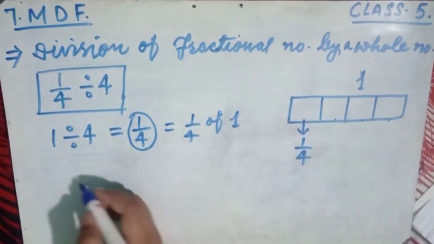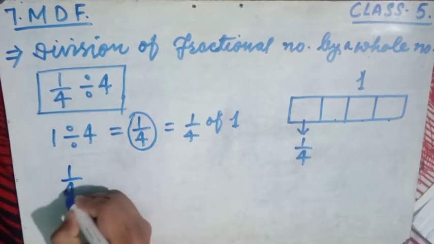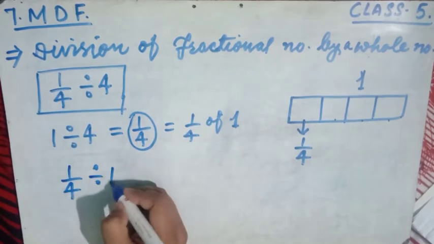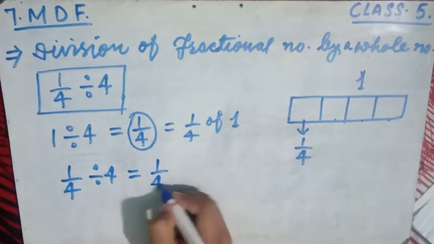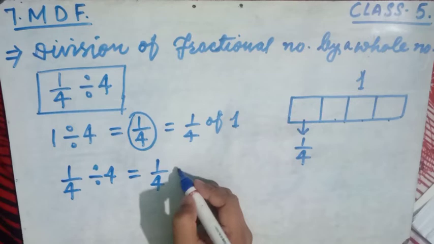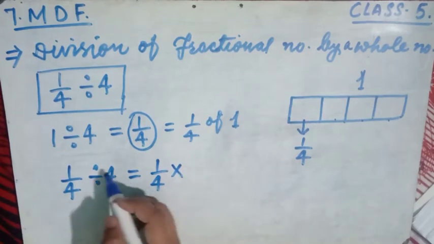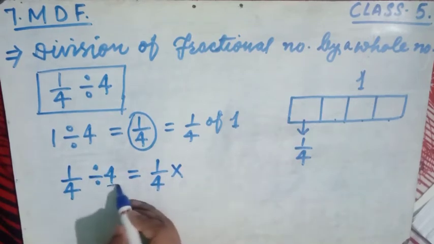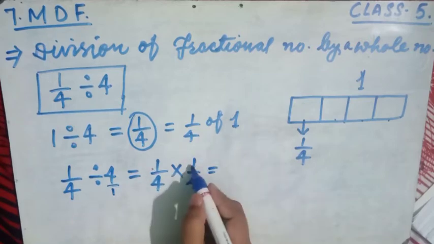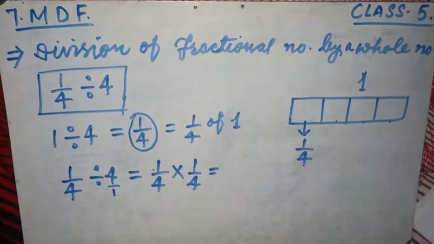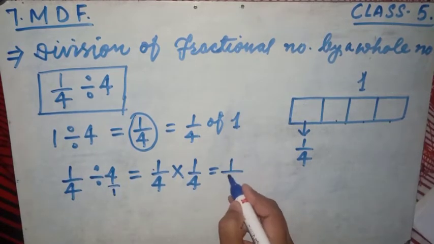Now come to the main point: 1 by 4 divided by 4. What does it mean? Write 1 by 4 as it is. If we change this operation into multiplication, then we have to write the reciprocal of this number. So here 1 is hidden, so it becomes 1/4 times 1/4. Now multiply numerator into numerator, 1 into 1, and 4 multiplied by 4 is 16.